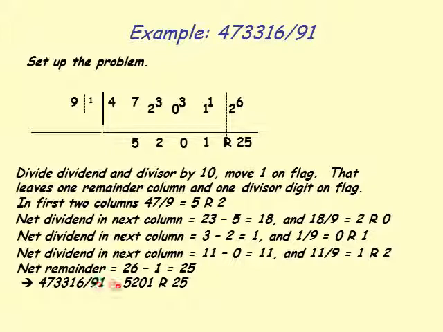That means 473316 divided by 91 is 5201, remainder 25.